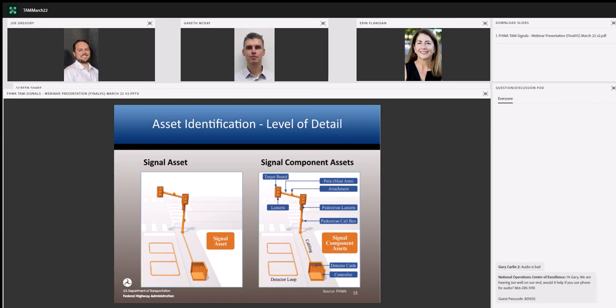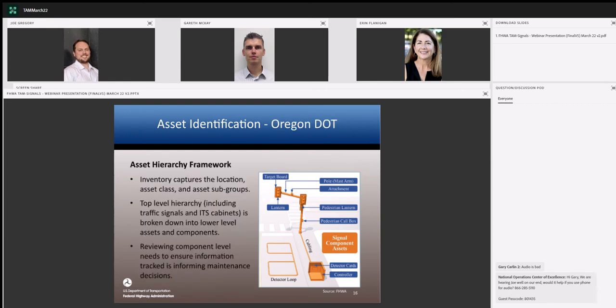Level of detail. You'll see two options here on the slide in front of you. To start off with, signal asset. An asset will have a number of different pieces that make it up, but knowing how many of these signal assets we have, where they are, is the first starting point. Often we found that with a lot of agencies, once they started to understand how many assets they had, they wanted to get into more detail, understand things further. So for the next few slides, I'll talk about those as signal components or pieces of those signal assets. And you'll see some examples on the slide in front of you.